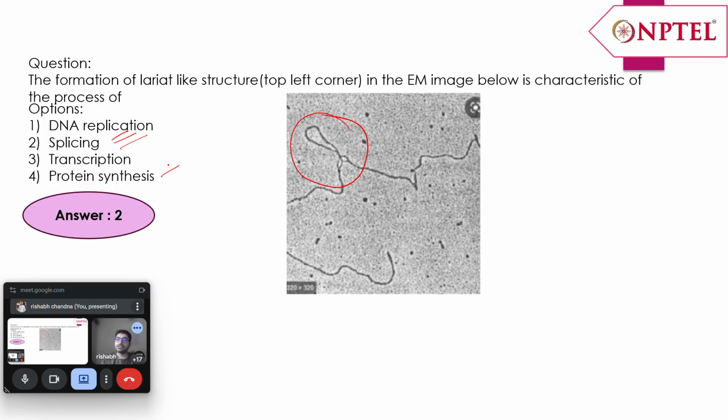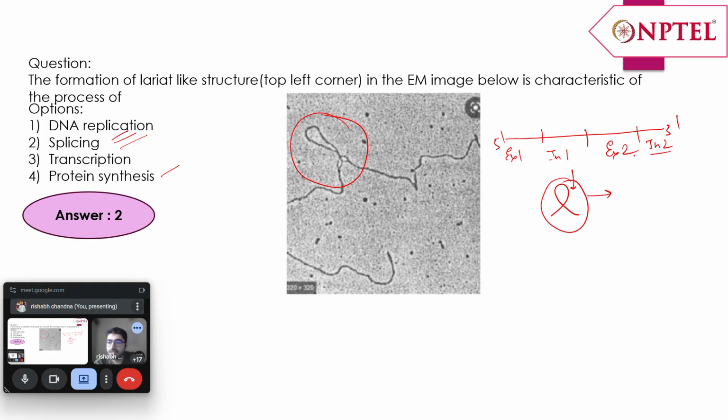Okay. So the correct answer is option 2, that is splicing. So what happens is, suppose this is an RNA strand, and this is exon 1, this is exon 2, and this is intron 1 and intron 2. Now this intron needs to be excised from this particular mRNA to form a mature RNA. Then this particular intron is removed as a lariat like structure like this, and it is degraded by the cell machinery.